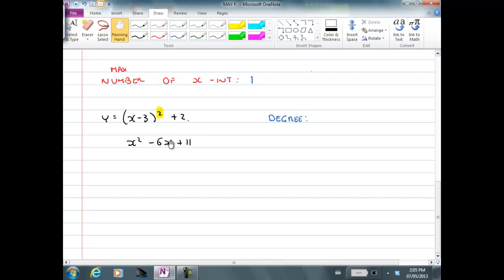Tanvir, show her how it's done. What degree is this? 2 is correct. Degree, remember, is the highest exponent. Okay, so let's write a few things down. Degree is your highest exponent. So this is called a degree of 2.